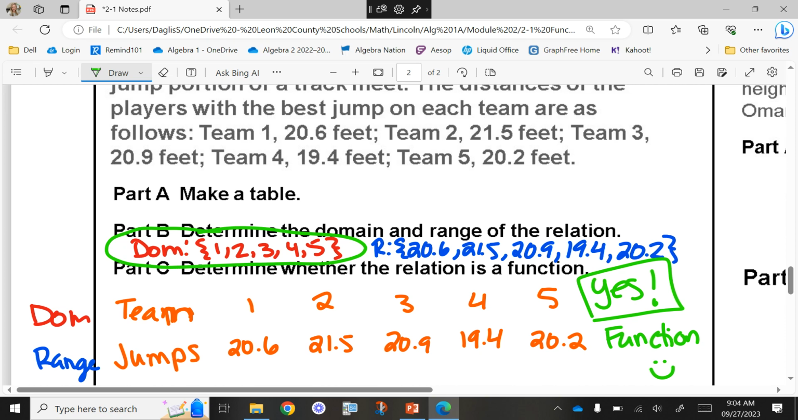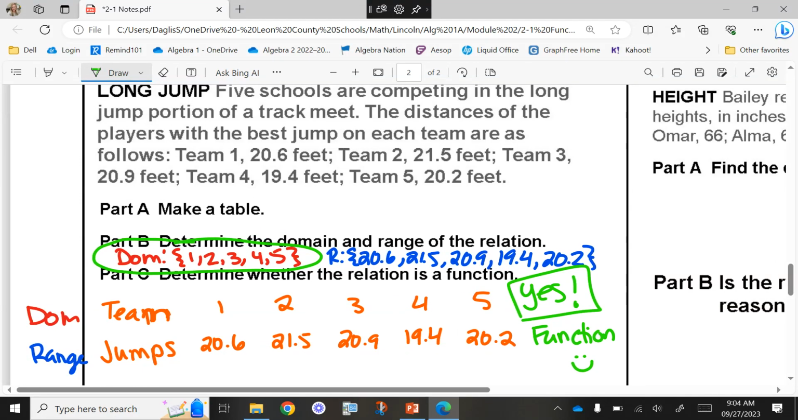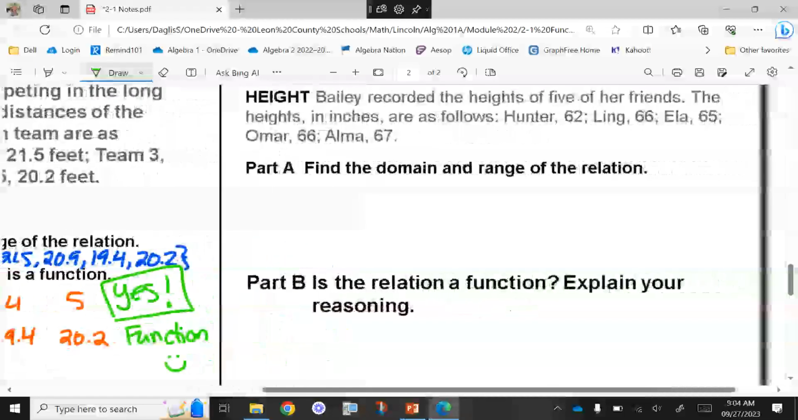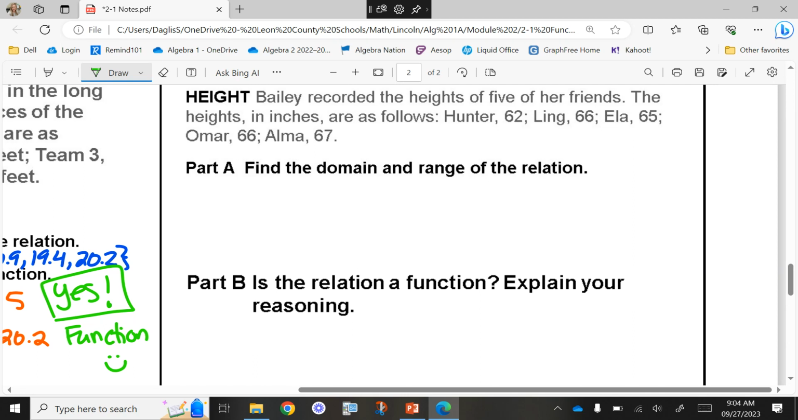Want to do one more with like words? Let's do one more with words. Any questions on the long jump before we go into height? Okay, here we go.